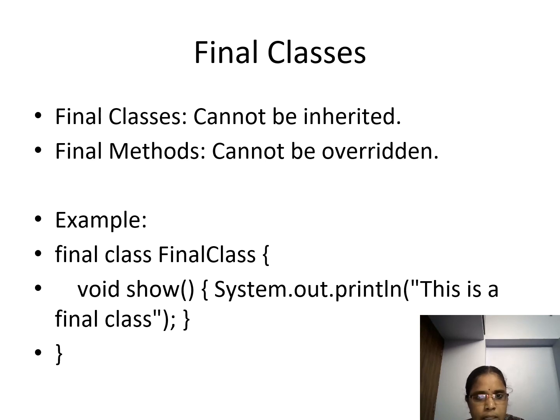Next is final classes. A final class cannot be inherited and also cannot be overridden. The final keyword is used to mark the particular class as a final class. So here see the example: the class name is FinalClass, and within this class we are having only one method, whose return type is void and method name is show. In this method we are having a System.out.println statement which is used to display "This is a final class".